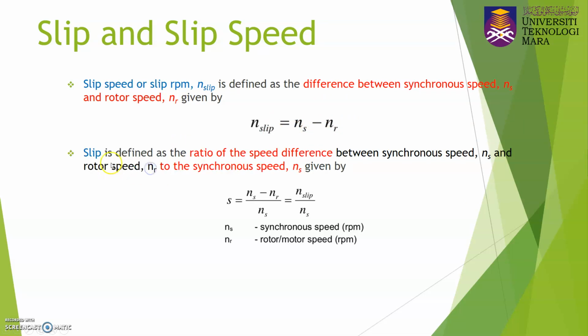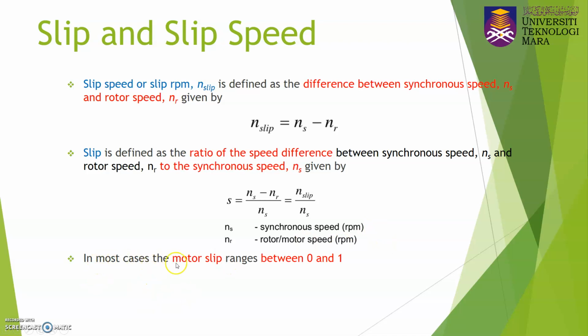Alright, and then for the slip, the definition of the slip is the ratio of the speed difference over the synchronous speed. The equation of the slip is given by S is equal to ns minus nr, over ns. So the speed difference over the synchronous speed, which is ns. The units of ns and nr are given in terms of RPM, which is rotations per minute.